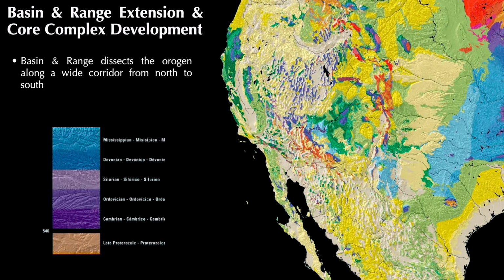Just a map view now of the present day configuration showing the geology, and you can see that many of the basin and ranges dissect the orogen along a wide corridor from north to south, and this repeats several of the early sedimentary packages that were deposited in the Paleozoic, while the west coast was mostly a passive margin. Some of the southernmost extensional areas also exhume some of the late Proterozoic terrains as well, the rocks shown in orange and red colors, basement type rock types.